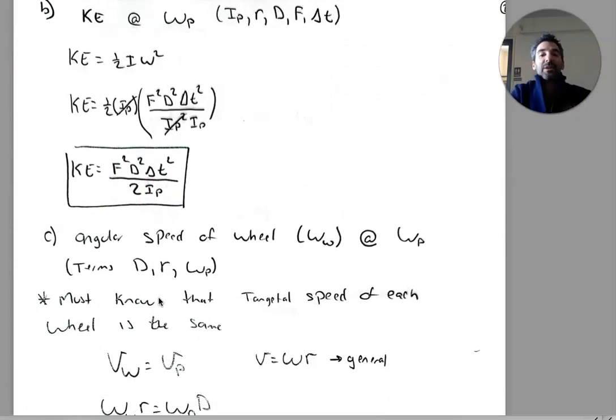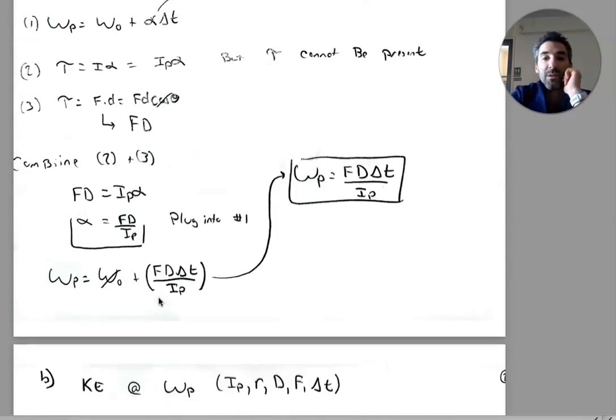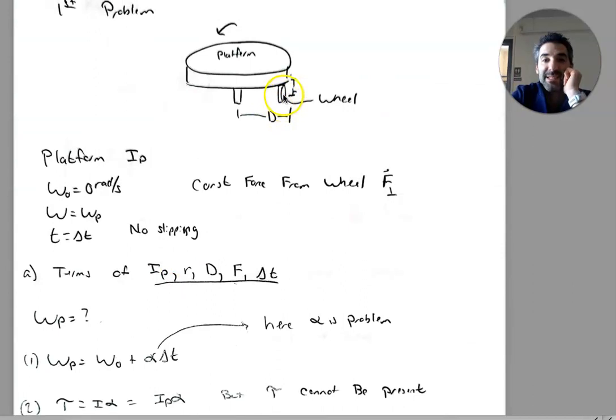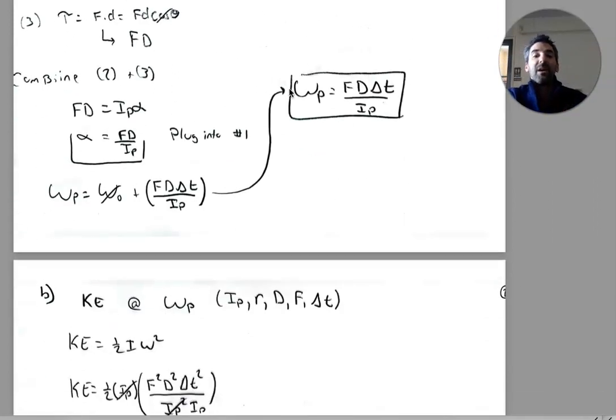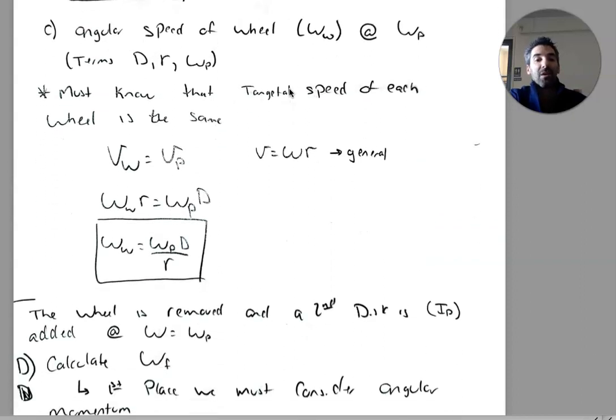The next was a little bit tricky, the angular speed of the wheel. So that was the angular speed of this little guy. We know the angular speed is obviously different than the angular speed of the platform because they have different radiuses. This had a radius of big D, the wheel had a radius of little r. But where those two things are in contact, as the wheel is turning and the platform is turning, their tangential speed, V, you have to recognize that those two things are the same. So the velocity of the wheel is equal to the velocity of the platform, and we know velocity is equal to omega times r.